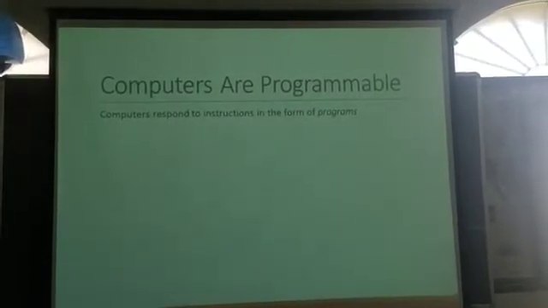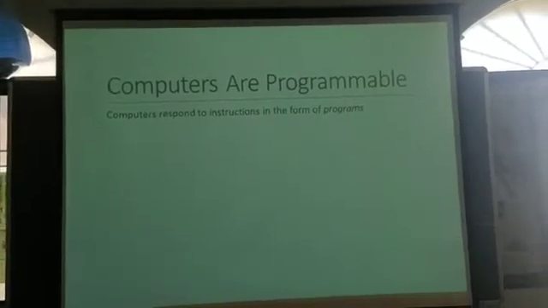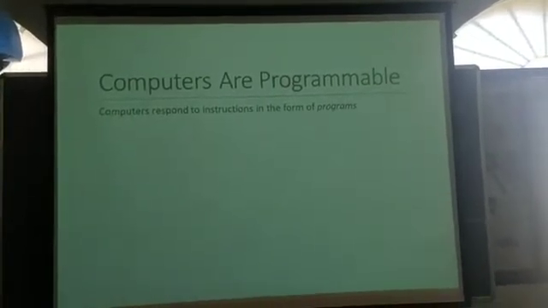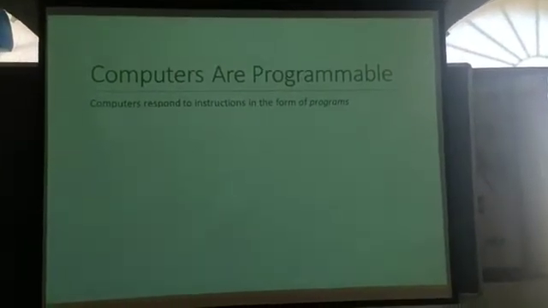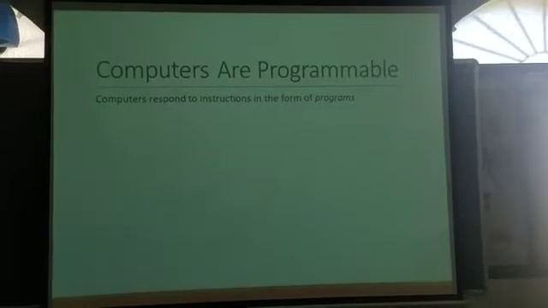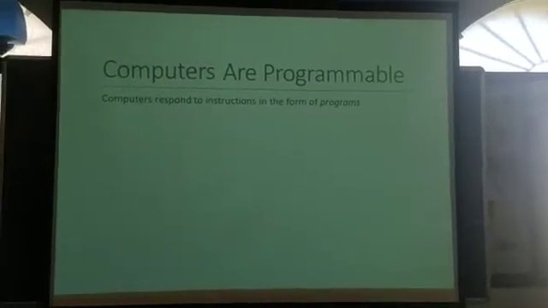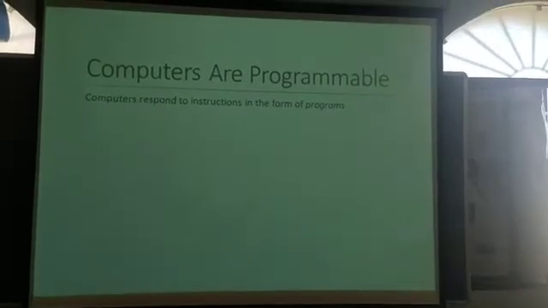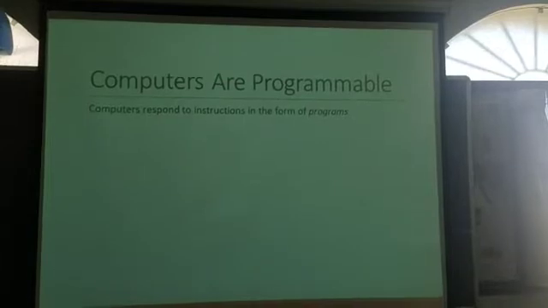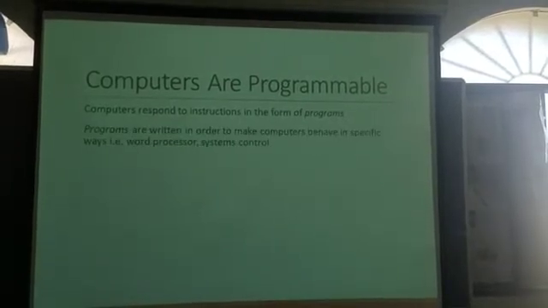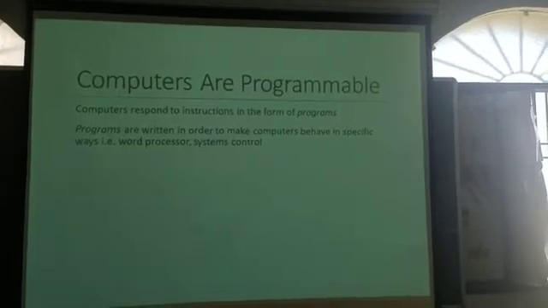So whatever instructions we write, programming is the way to write the programs. It means you have to learn a programming language. If you know a programming language, you can give instructions to the machine. There are different languages, C, C++, Java, Python. So these are all languages through which we can communicate with a machine. Programs are written in order to make the computer behave in a specific way.